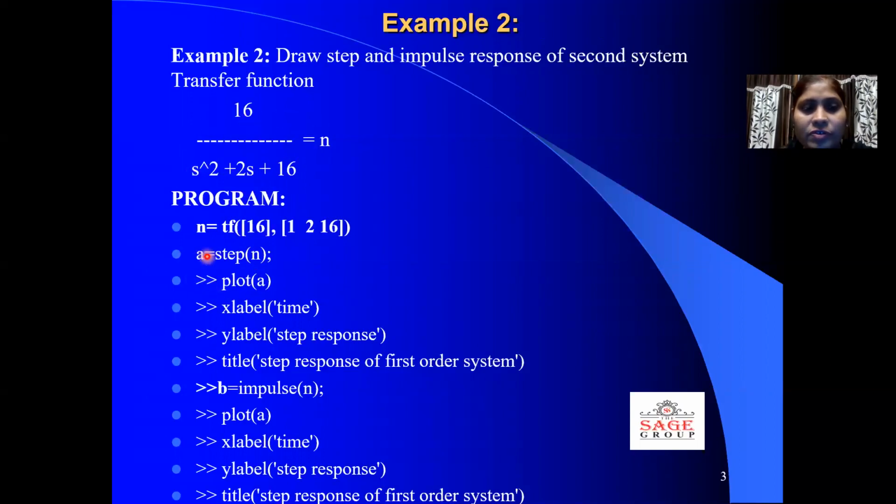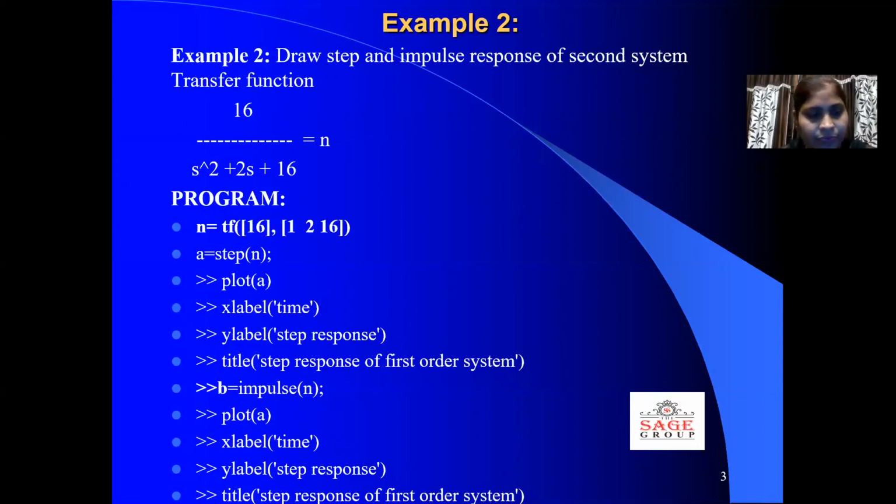For the plotting of this step response, the plot command is given, then X label, Y label are done for labeling of x-axis and y-axis, then title is given, then b equal to impulse of n is written. This command will calculate the impulse response, that is the output of the second order system when impulse input is given. Then after this impulse response can be plotted with the help of plot command. Then X labeling, Y labeling will be done to label the x-axis and y-axis, and title will be given.